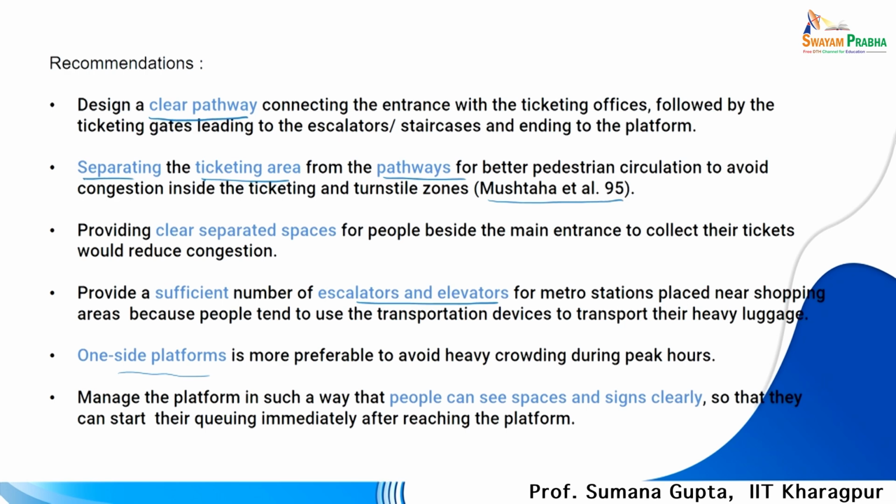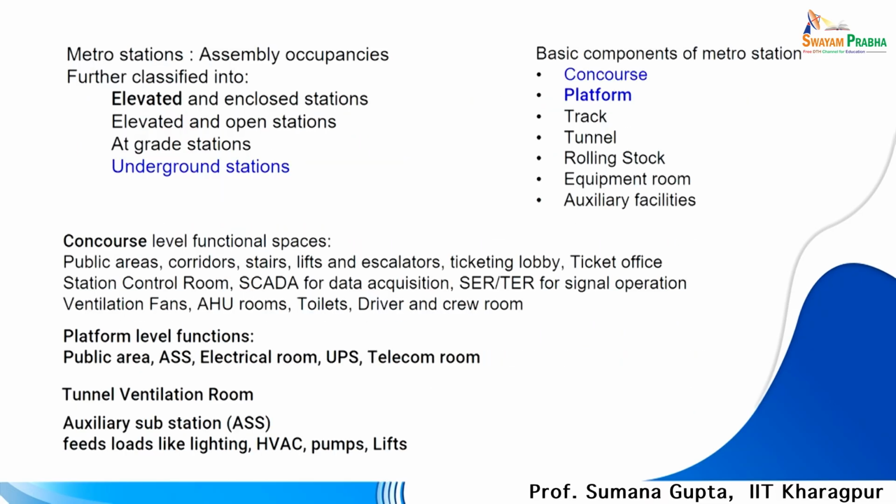One sided platform is more preferable to avoid heavy crowding during peak hours and to lessen the number of people. Manage the platform in such a way that people can see spaces and signs clearly. Now, in the metro station, as I told, there is the elevated and enclosed station, the elevated and open station, the at-grade station, that means on ground level, and the underground station, which we have taken up.